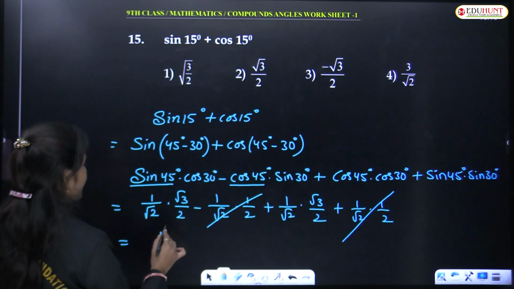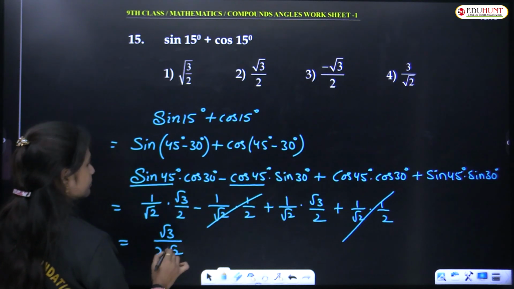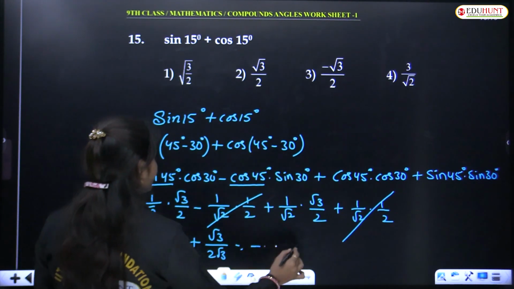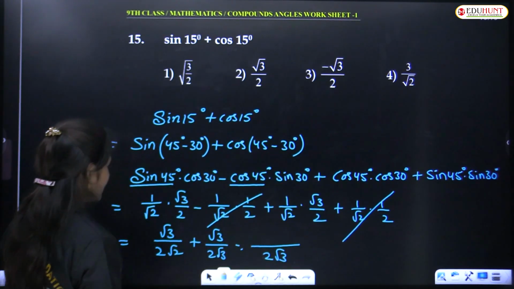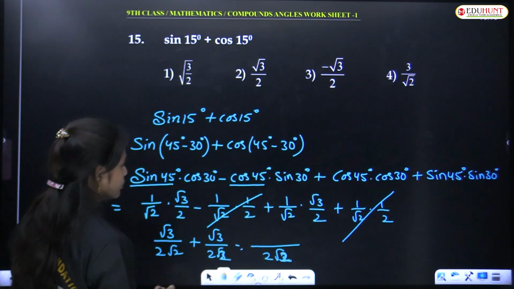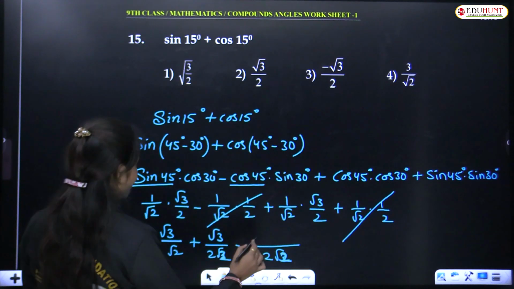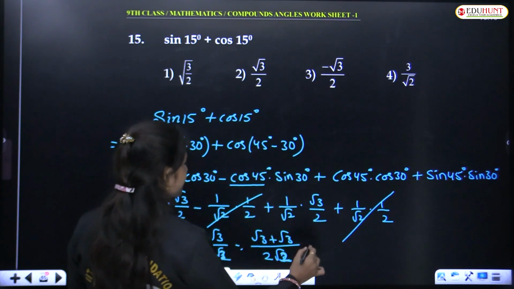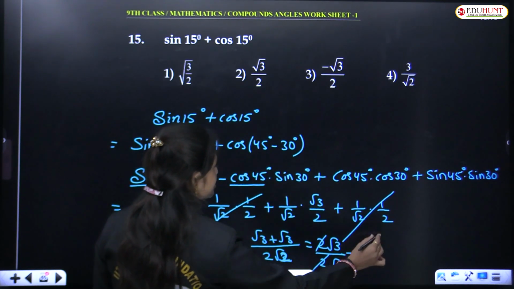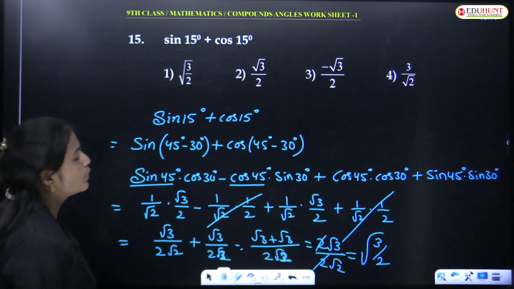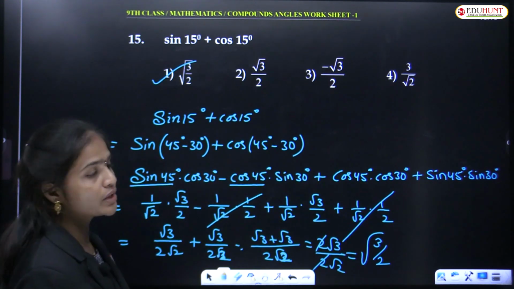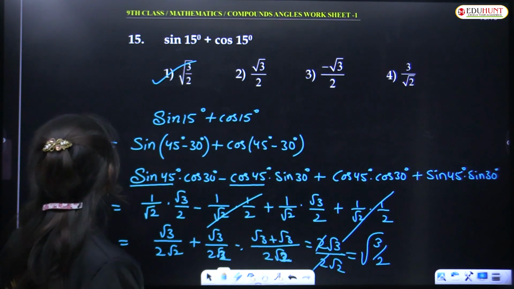So this one we can write as root 3 by 2 root 2 plus root 3 by 2 root 2. So the denominator is 2 root 2, and the numerator is root 3 plus root 3. So 2 root 3 by 2 root 2. Root 2 and 2 get cancelled. So the answer is root 3 by 2. What is the answer? Root 3 by 2. So which option is correct? Yes, option 1 is correct. Okay, children, see the next question.